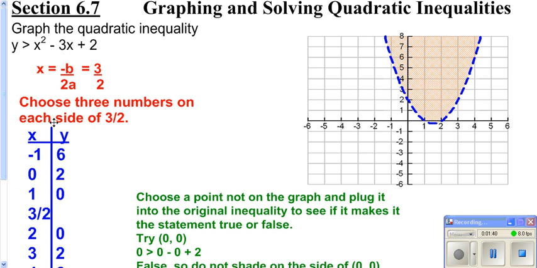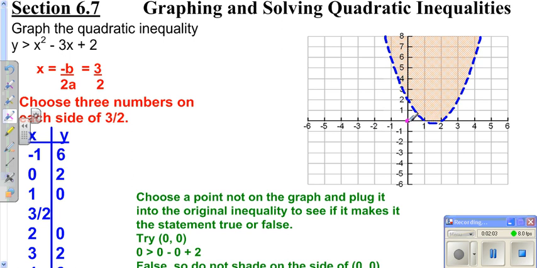You want to go ahead and choose a point that's not on your graph. So I'm going to choose this point here, 0, 0. I always like to use the origin because zeros are easy to work with. The only time you can't use that is if 0, 0 is on the dotted or solid curve.